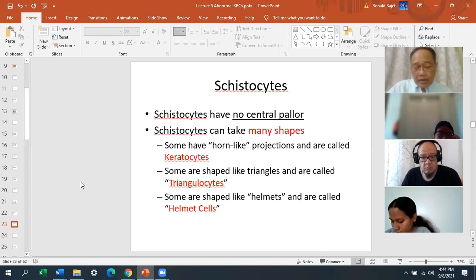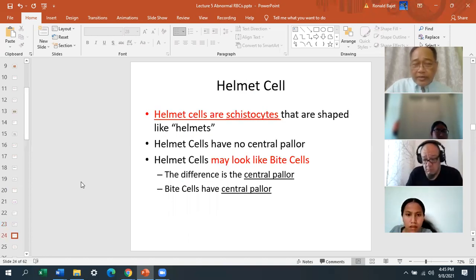That shape is created randomly because of how the cell was destroyed. It can be keratocytes, triangulocytes, helmet cells. Those are just three of probably many types of shapes that can be created as the normal red blood cell is destroyed. Now, helmet cells in particular: there's confusion between the helmet cell and a bite cell. Helmet cells look like a helmet, they also look like bite cells, but helmet cells are schistocytes. These are cells that just happen to look like helmets, okay?